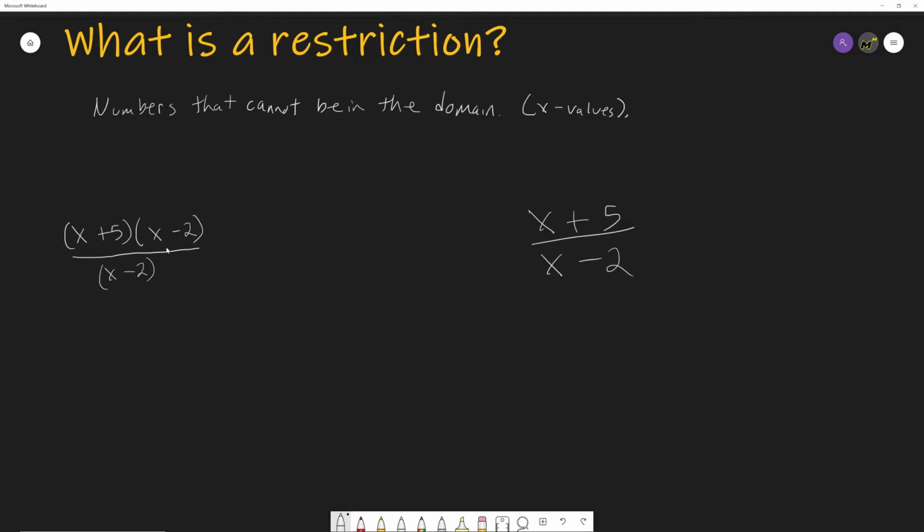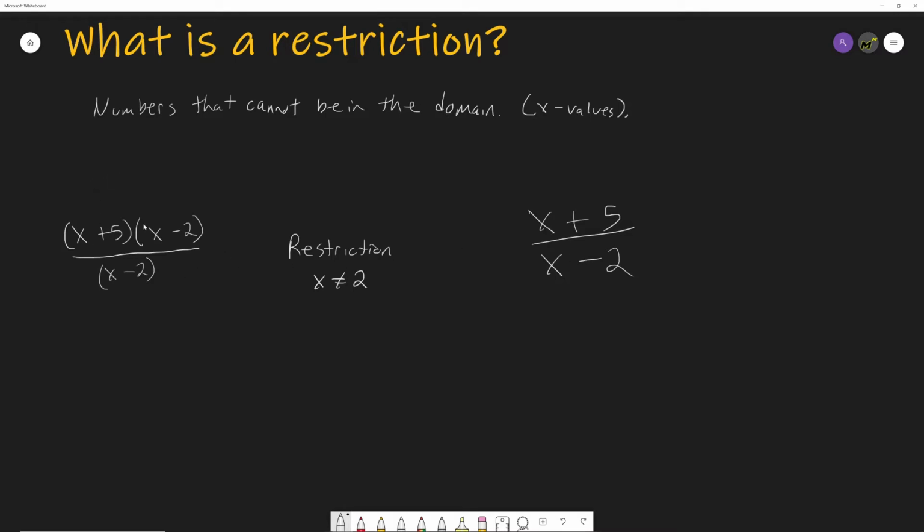So if we look at these two examples right here, well, we can't divide by a 0 ever in any equation. So here, to make this 0, well, x would have to be a positive 2. And that's the same case right here. x would be a positive 2. That would make our denominator 0. We can't divide by a 0. So in both of these examples, your restriction would be a positive 2. x can't be a positive 2 in either of these two examples.